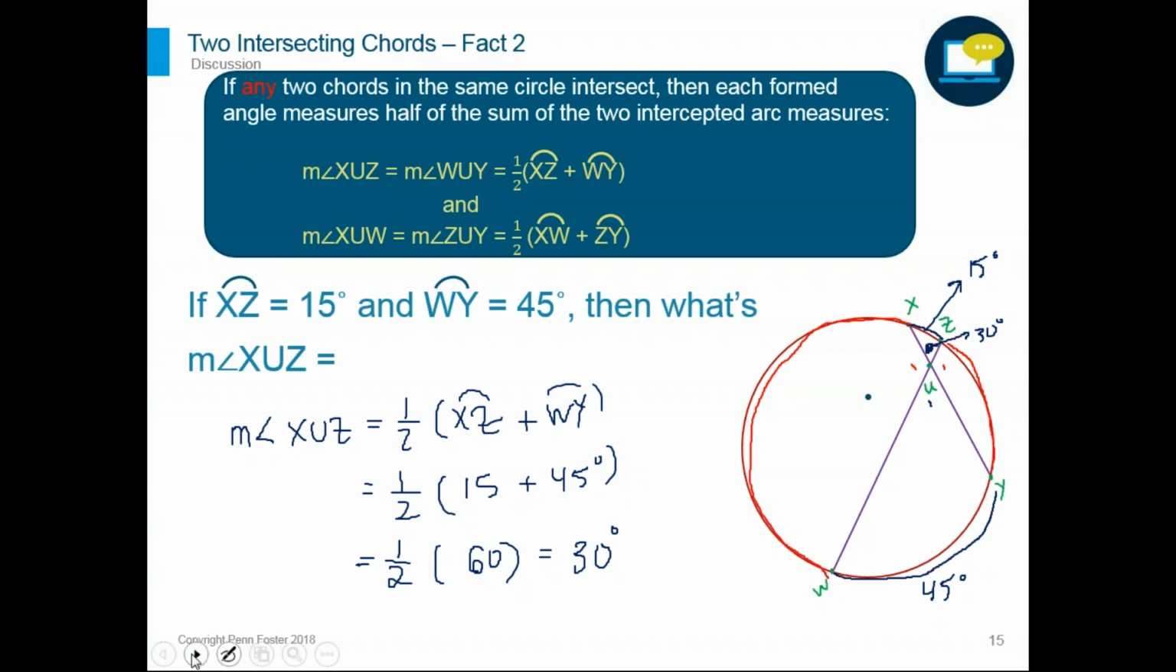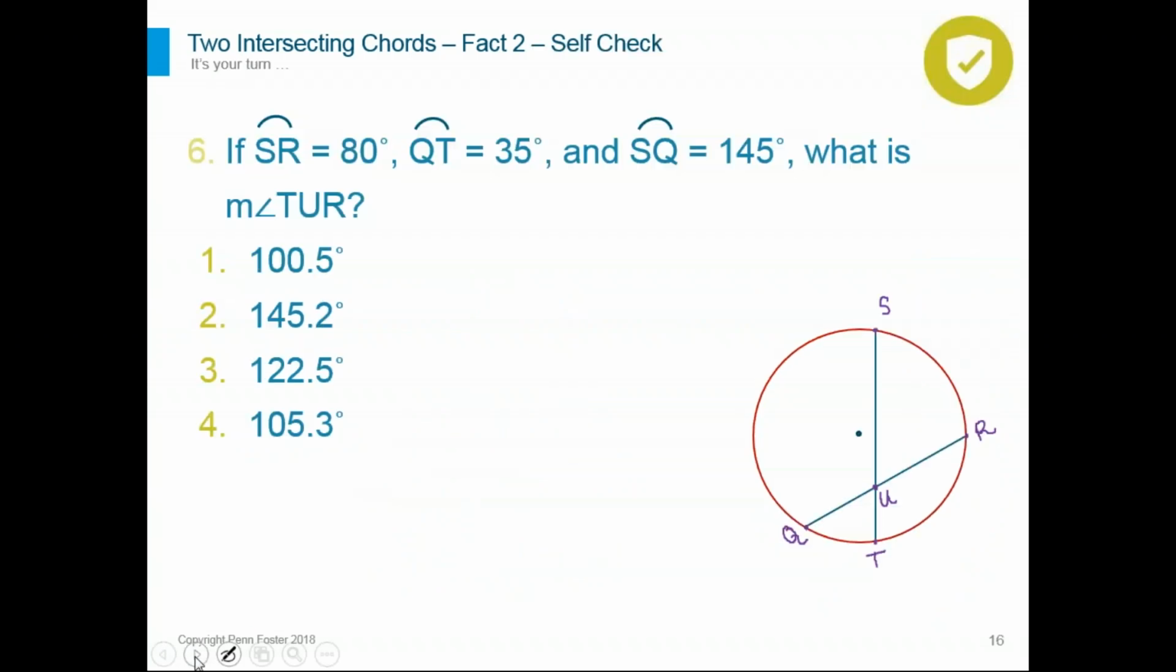Okay, let's go over one of the practice questions on the same topic. Again, a circle, two intersecting chords, and there are some angles forming from that intersection. The arc measure SR equals 80 degrees. QT equals 35 degrees. And SQ equals 145 degrees. What is the measure of the angle TUR?